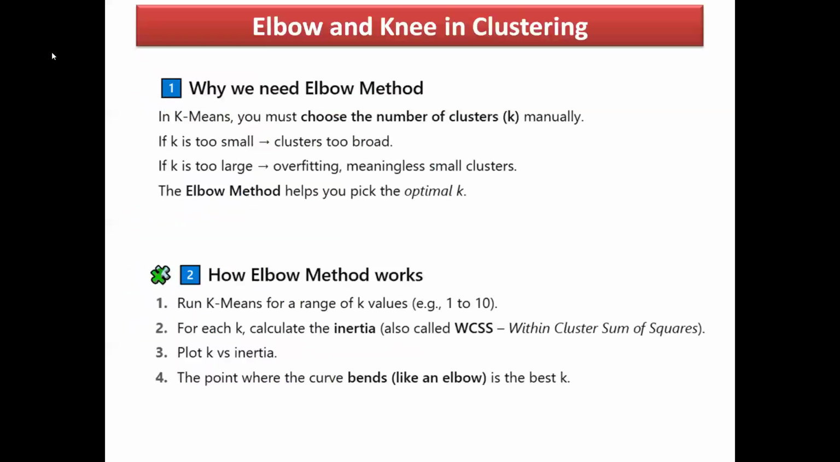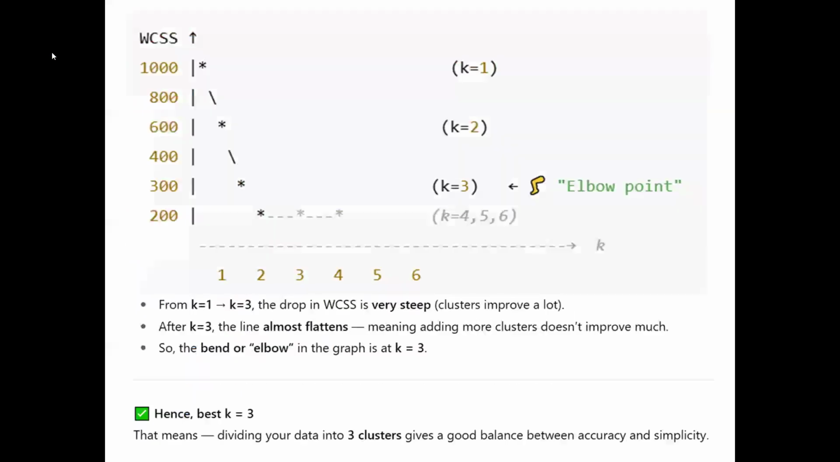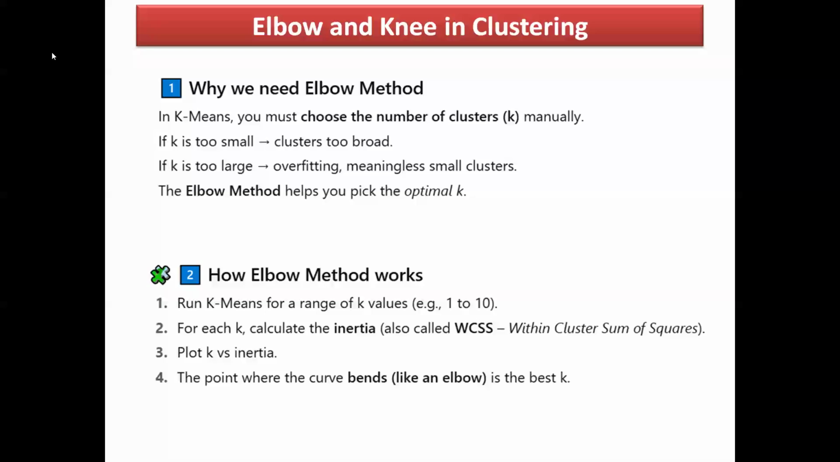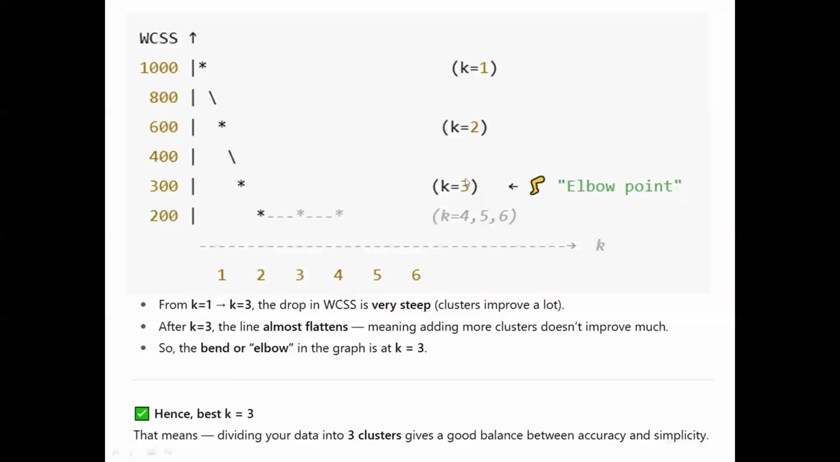So these techniques I have mentioned in this presentation: elbow and knee in clustering. What is the use of elbow, and in which way do we calculate it? In the k-means algorithm, we have to choose the number of clusters manually. If k is too small, then clusters are too broad. If k is too large, it becomes very difficult to find out manually how many clusters should be formed. So if we use the elbow and knee method, it will identify this automatically.